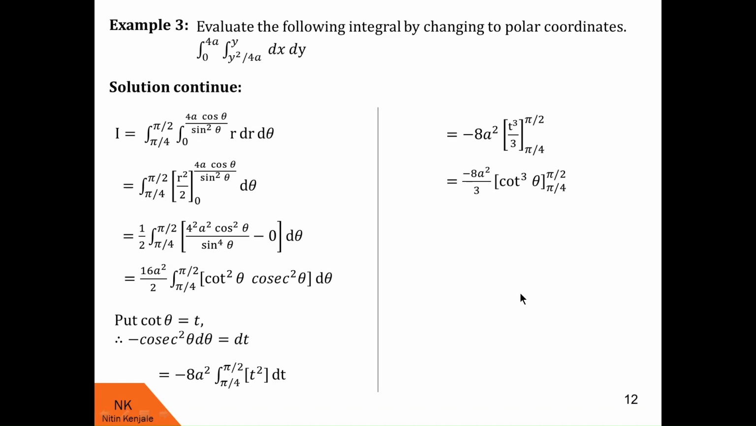Now let us substitute these limits in theta. We get cot cube pi by 2 minus cot cube pi by 4. Cot cube pi by 2 is 0 and cot cube pi by 4 is 1. Therefore, the final solution or value of this double integral is plus 8a square by 3. I hope guys you understood this solution. Now let us proceed to the next example.